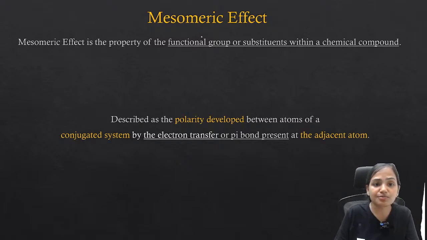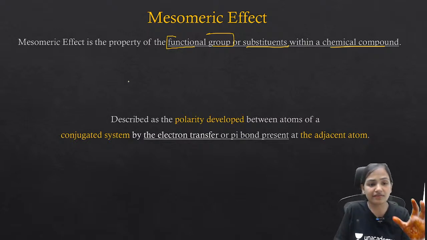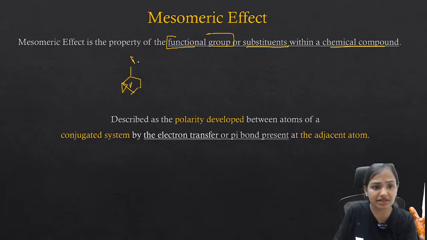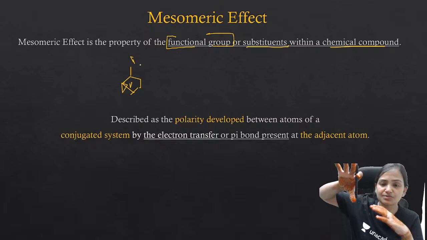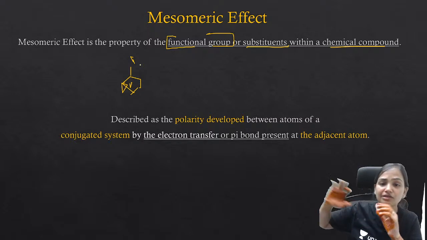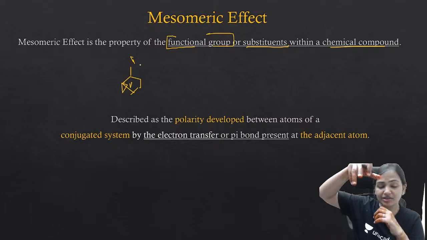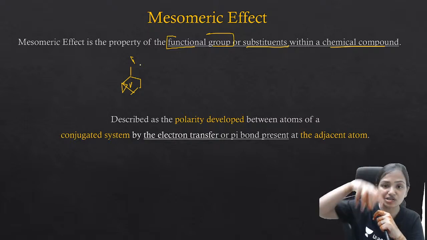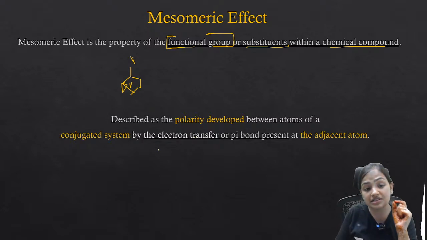So mesomeric effect is the property of a functional group or the substituents which are a part of a chemical compound. Just assume if I take a benzene, and over that benzene I put any group G, that is the property of that functional group or substituent, whether I put chlorine, bromine, iodine, or any methyl or isopropyl group, or any kind of OH, NO2, NH2 over that benzene. So this mesomeric effect is a property of that functional group. It's a definition, guys.